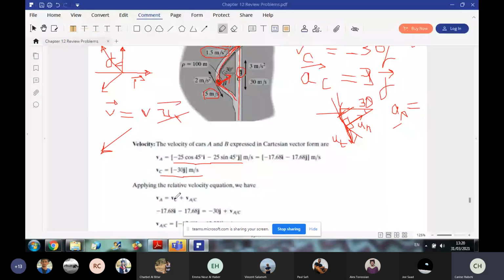In order to calculate the relative velocity, we just have to apply the relation that VA is equal to VC plus the velocity of A with respect to C. So this will give you that the velocity of A with respect to C is VA minus VC. Now, the magnitude of this vector is given by the square root.